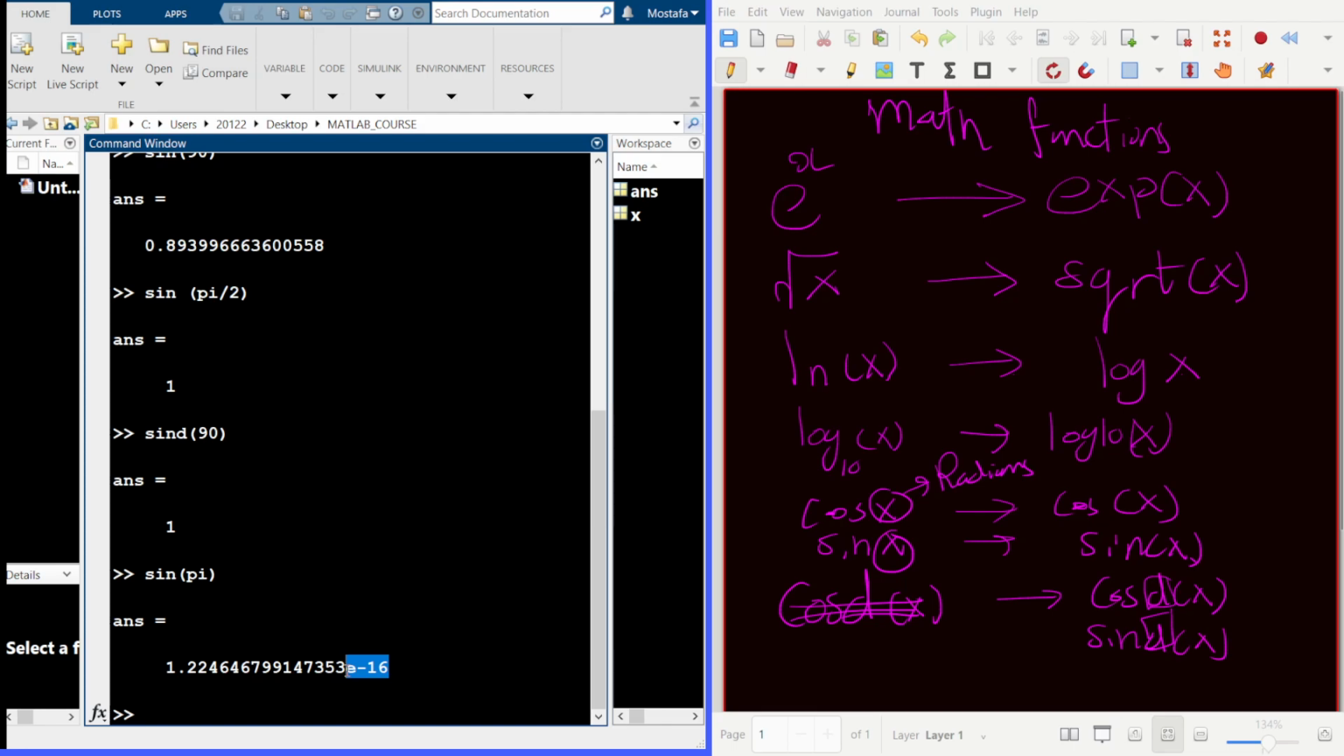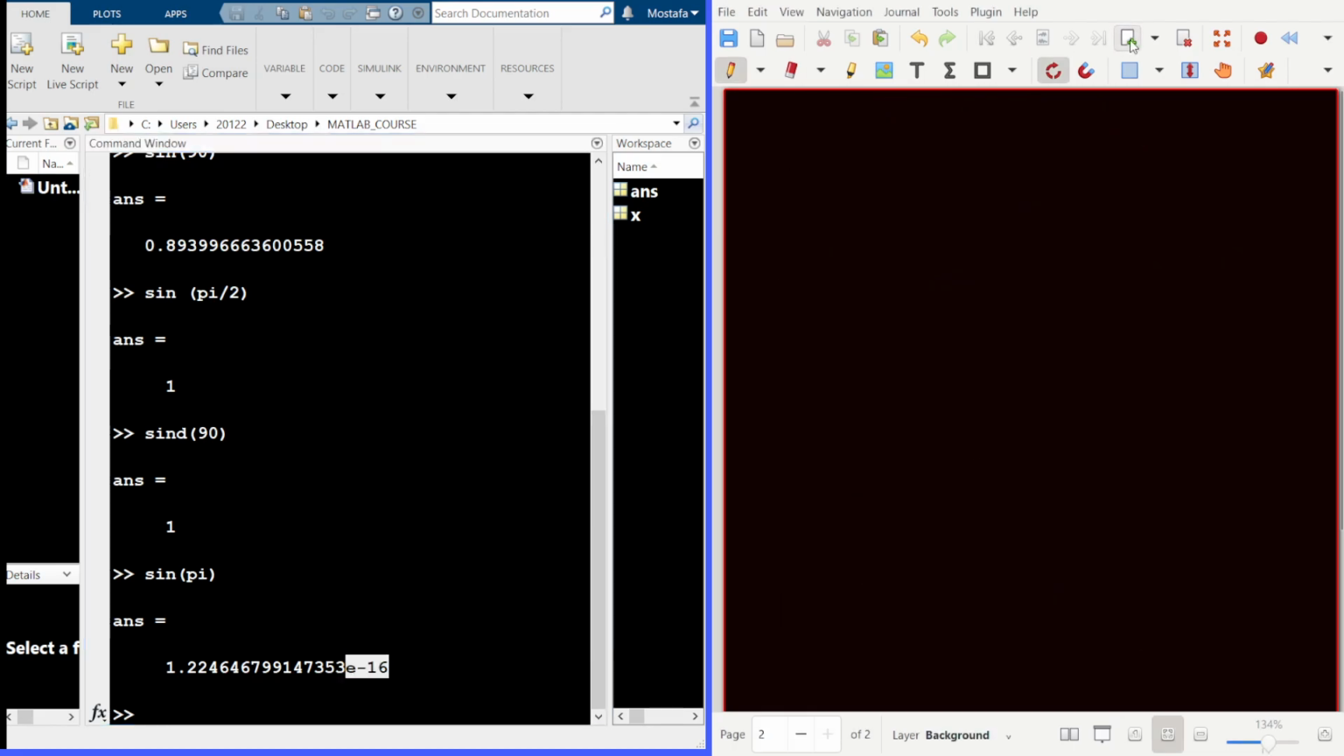But let's continue our discussion of the most important mathematical functions in MATLAB. There is also one very useful function, the absolute value of x. And the way you write this in MATLAB is abs of x.